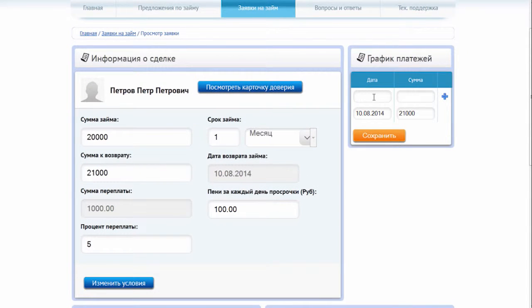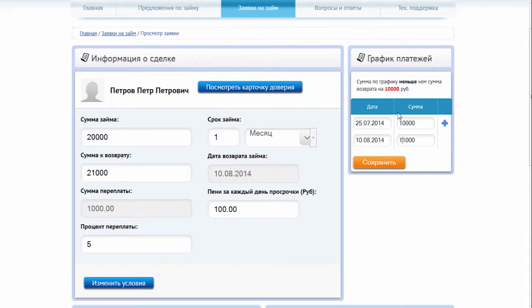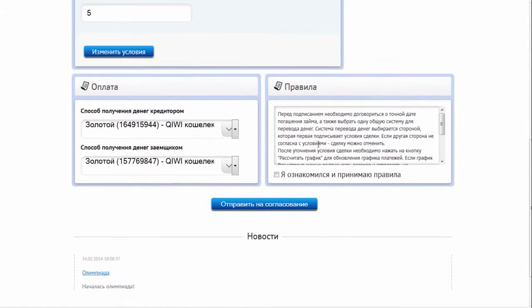Here we have a peculiarity. It is a payments schedule. We can set the dates on our own when the borrower is obliged to make payments. Otherwise, he or she will be charged fines and penalties. After correcting the terms, we forward them on approval to the borrower.